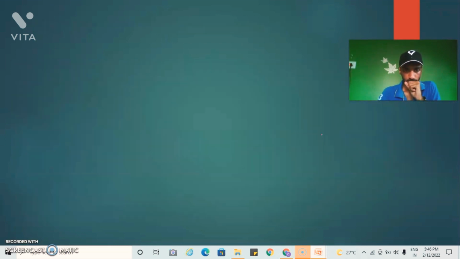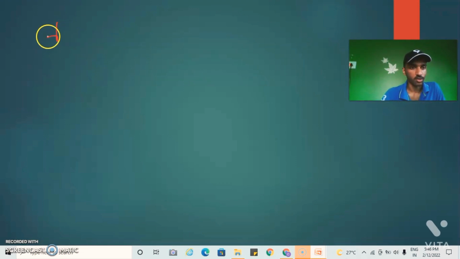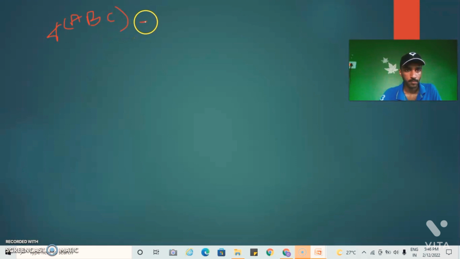Let us take one expression so that you will get to know how we can implement further expressions using ROM. Let me take one example: f of a, b, c. These are all my three inputs. I just consider the minterms of this f expression.